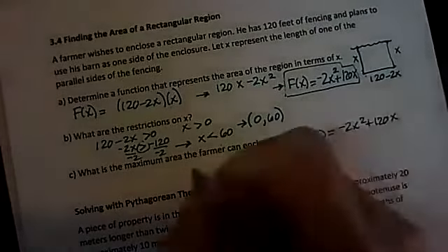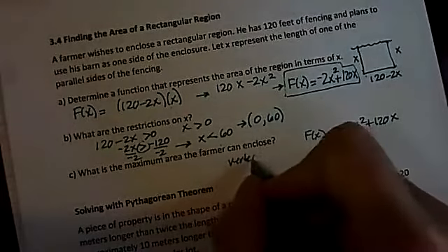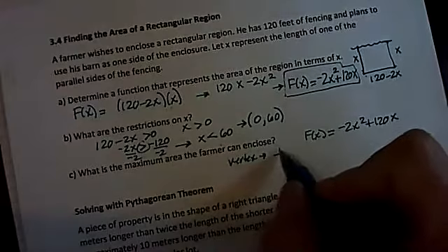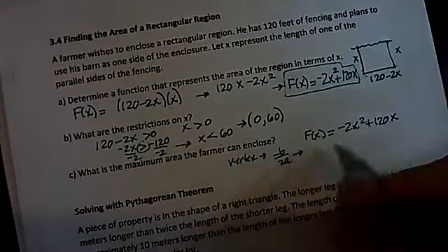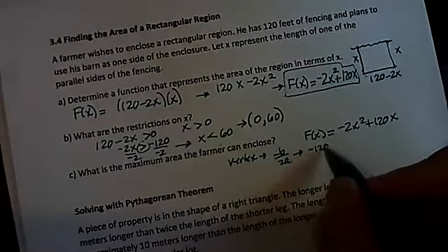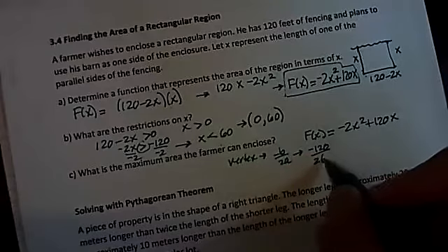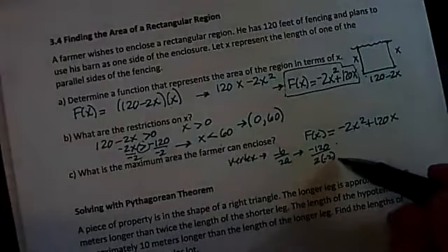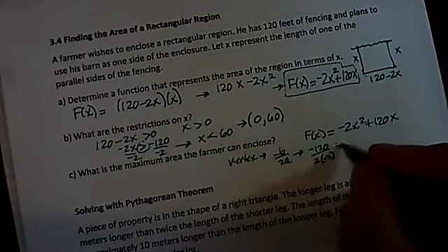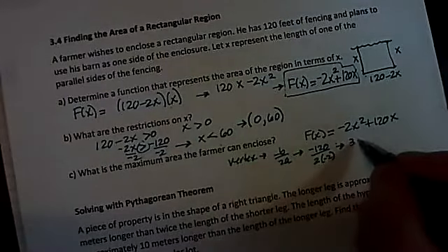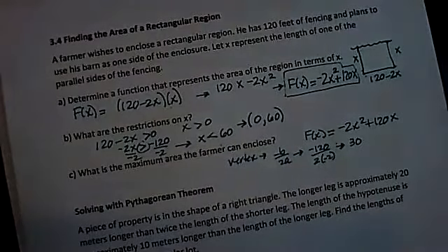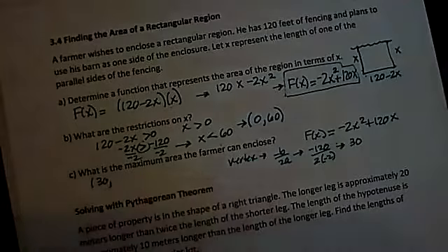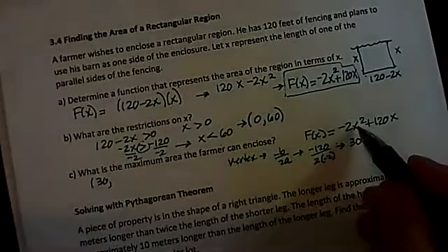So let's find the vertex. So that is by taking the formula, remember, negative b over 2a. So a negative 120 over 2 times a. So this is a negative 120 over a negative 4, and that's going to be a positive 30. So that's the first part. Now let's find the second part by substituting it in right here.